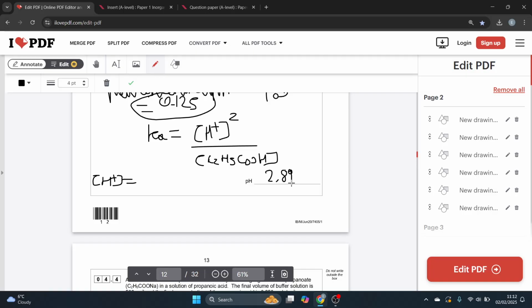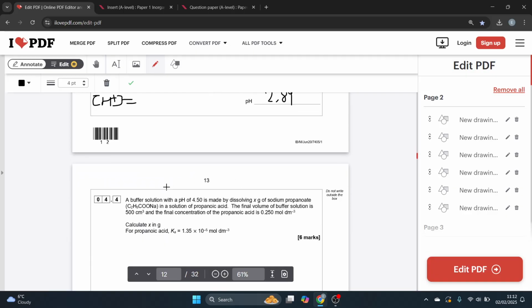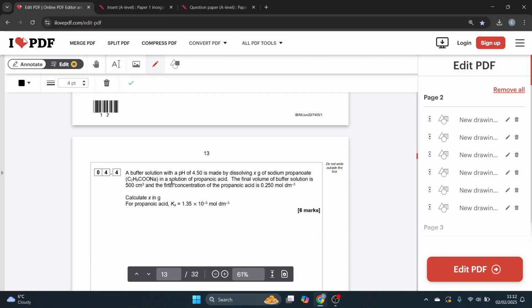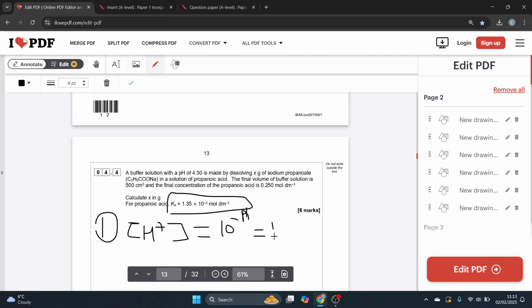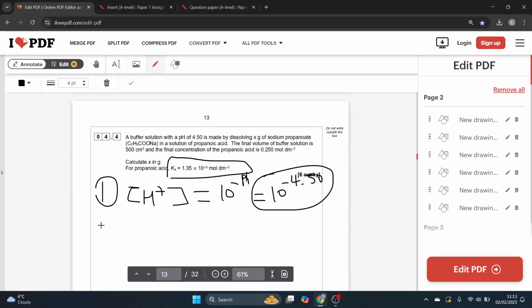That's simple. Question 4.4. A buffer solution with a pH of that is made by dissolving X grams of sodium propanoate in a solution of propanoic acid. The final volume of the buffer solution is that, and the final concentration of propanoic acid is that. Calculate X in grams. Ka is that. So first thing I can already see is that I can find the concentration of H plus ions. It's just going to be 10 to the power minus pH, which is 10 to the power minus 4.50. That's a nice mark, a nice way to start the question.